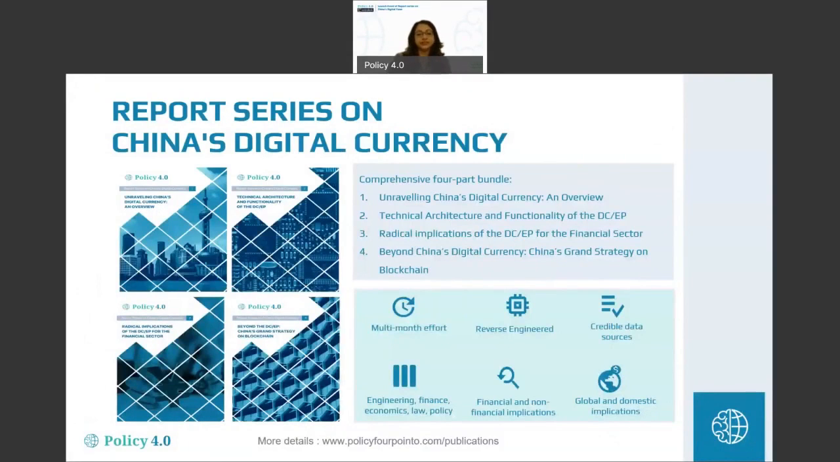The report series we're launching today is a multi-month undertaking. Let me just share with you a little bit about it. In line with our multidisciplinary approach, the report series has been a multi-month effort where our engineers, finance experts, economists, law and policy experts all worked collectively for some months to reverse engineer the digital yuan system and really understand its implications for the global financial system.